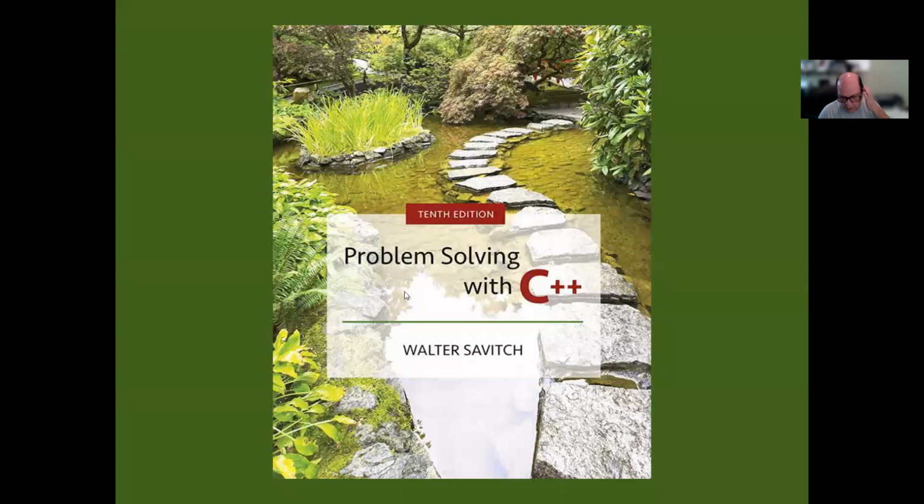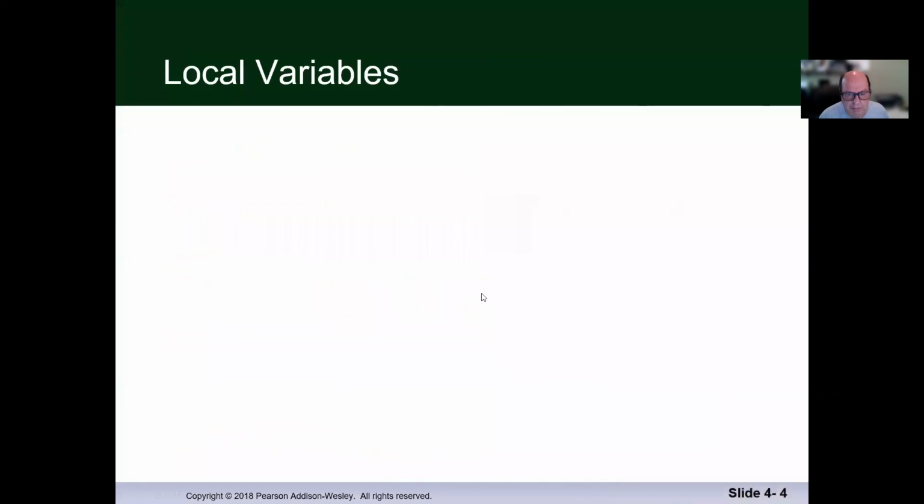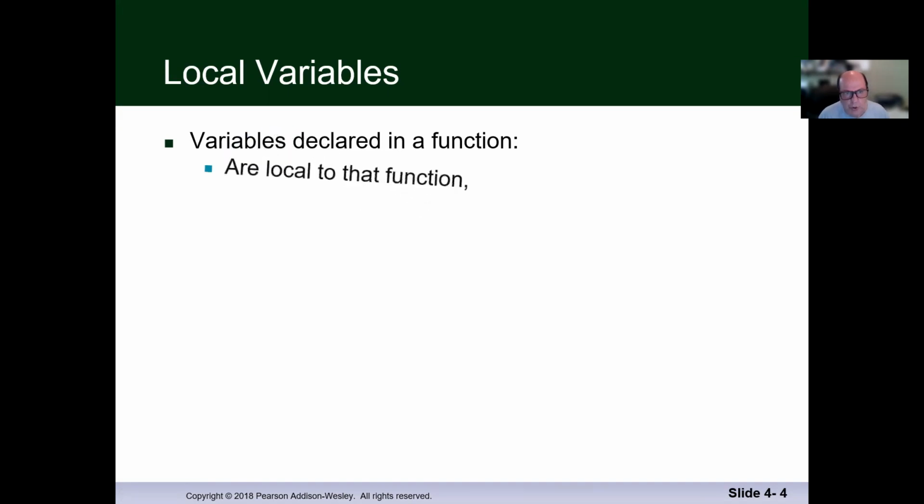Hi, we're going to continue our discussion in chapter 4, moving on to section 5, that's a local variable. So that's what we're going to be talking about in this video. We're talking about functions, and what we're talking about is when we are declaring variables inside the function, those variables are local to that function. That means you cannot see it anywhere else. So that variable that's created inside the function cannot be seen in some other places.